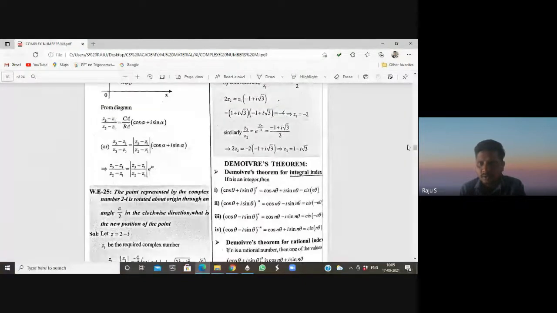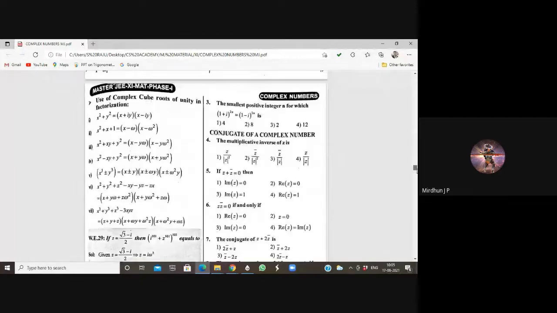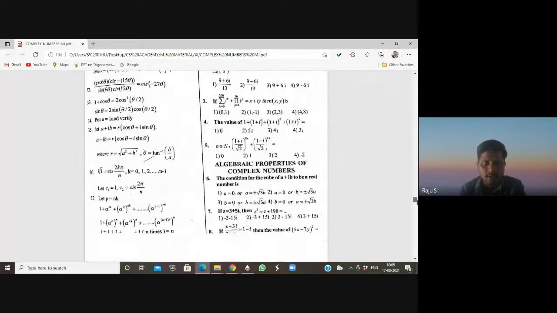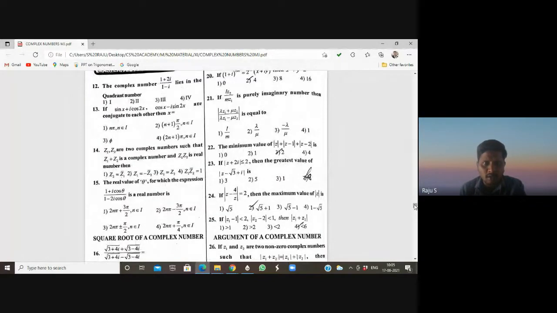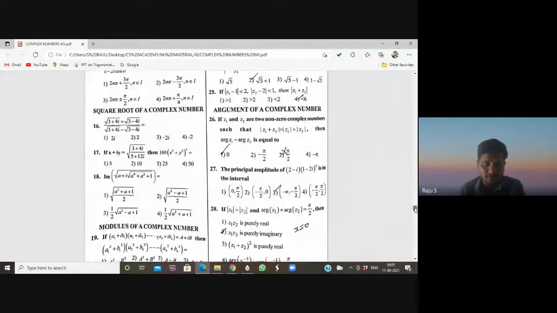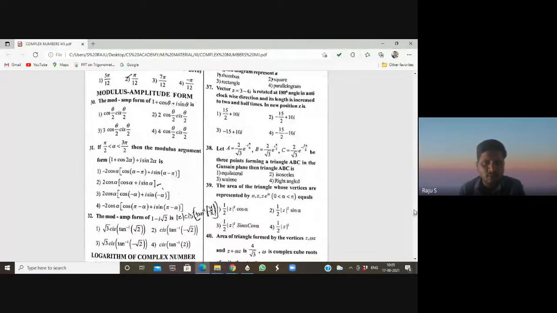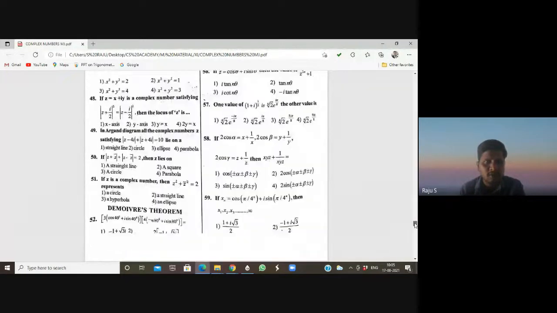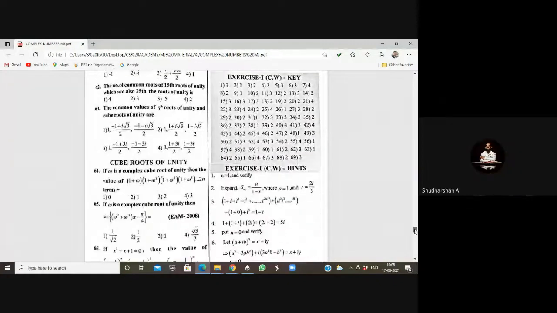Sir, can you show that for a minute? I'll show. If possible, I'll post the COQ solutions of complex numbers today. See, students, I already posted the sequence and series solutions, NCERT. Did you see that? Yes, sir.